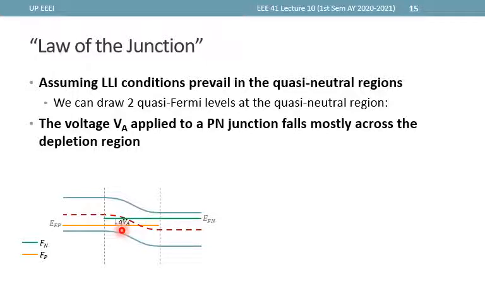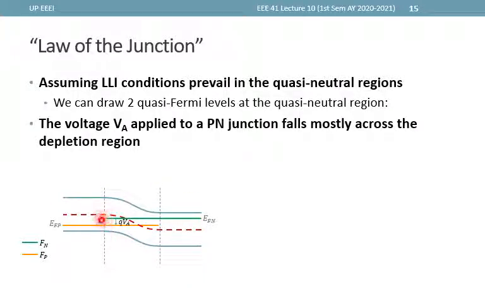Now, what makes this assumption plausible is that, if you may recall, the depletion region is a region where there is almost no carrier or very small carrier concentration, meaning this portion has a very high resistance relative to the two quasi-neutral regions. So if we apply a voltage across the two ends, most of the voltage will fall across this region. Now, again, we're using the law of the junction to get a boundary condition for the minority carrier concentrations at the edge of the quasi-neutral region.